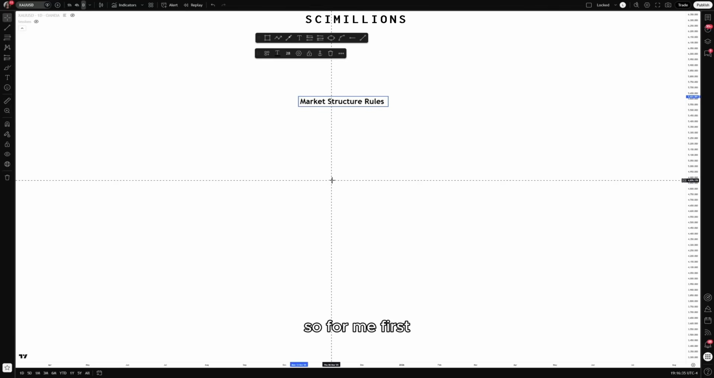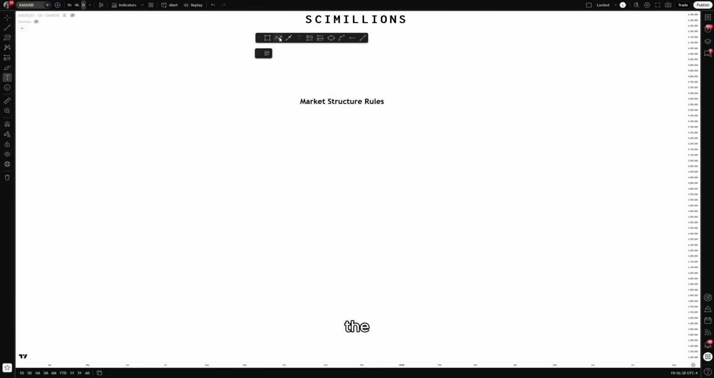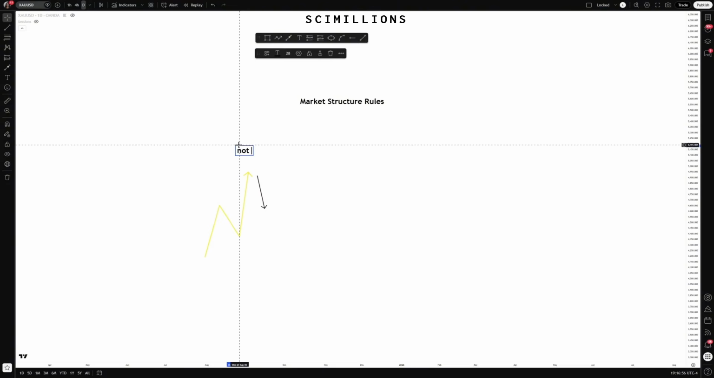Right, so let's jump into it. For me, first and foremost is the higher highs, higher lows, and lower highs. Whenever price makes a higher high, I'm already expecting price to try to make a higher low. So me buying at a higher high is not the best idea at all. That's number one: not buying at a higher high.